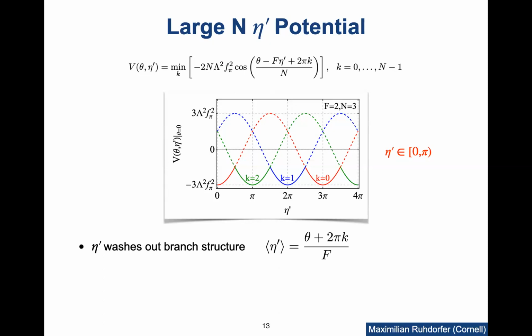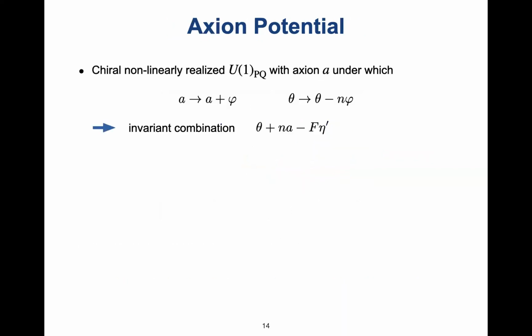If you integrate out the eta prime, then unfortunately you wash out all of these branches, so you don't see them in the normal chiral Lagrangian. But as I said, the branches are definitely an indication that it's not an instanton effect, as we've already said many times. Okay, now what does all of this have to do with the axion?